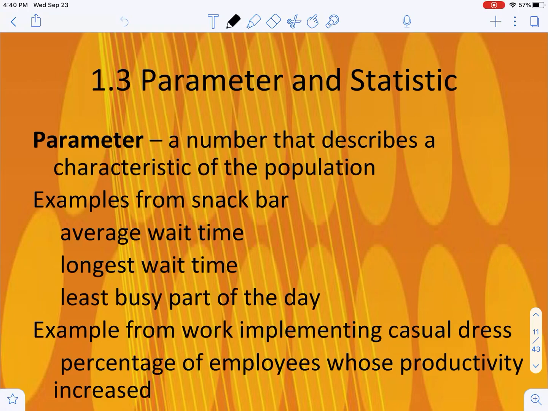Hello students, today we're going to go over the difference between a parameter and a statistic, and their definitions. So a parameter is a variable that describes a characteristic of a population.